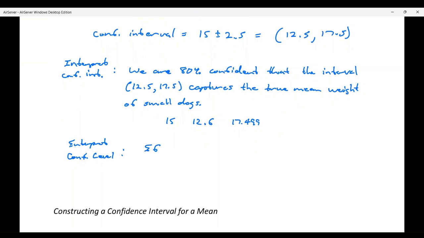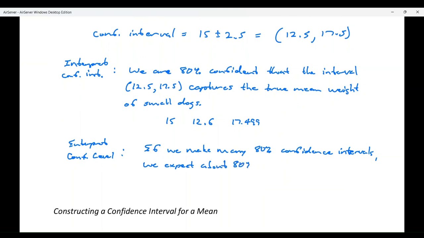The way to think of this, and I was explaining this earlier in my example of the weight of adult men: if we make many 80% confidence intervals, so ranges of numbers that we're 80% confident capture the true weight, then we expect about 80% of these intervals to capture the true mean.